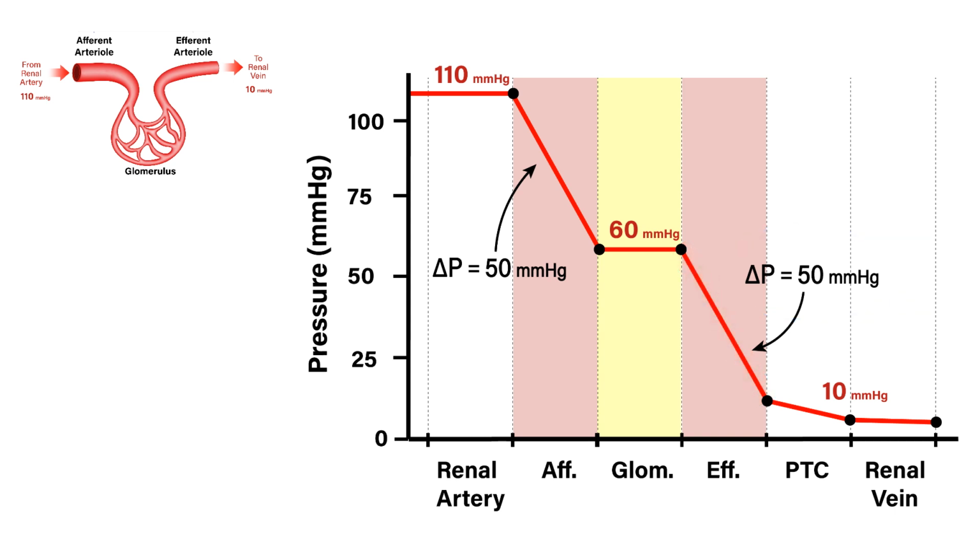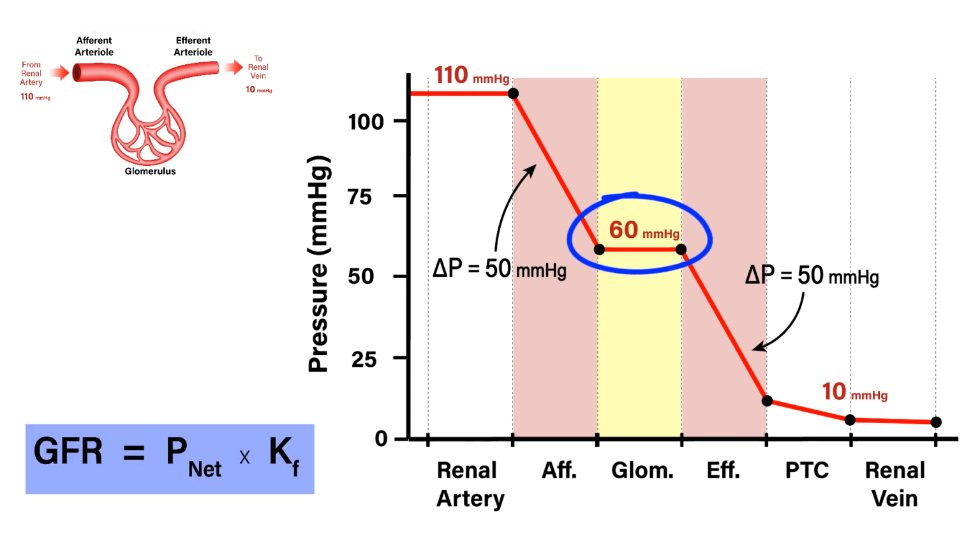Based on these values, we would then expect the hydrostatic pressure of the blood to be approximately 10 millimeters of mercury by the time it reaches the peritubular capillaries and renal vein. An important consequence of these pressure drops is the resulting hydrostatic pressure within the glomerulus. Remember, this hydrostatic pressure determines the net filtration pressure, ultimately determining the glomerular filtration rate.